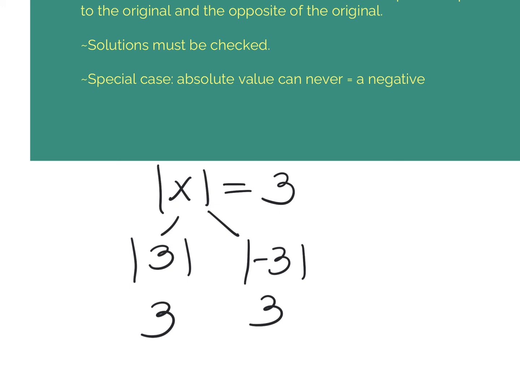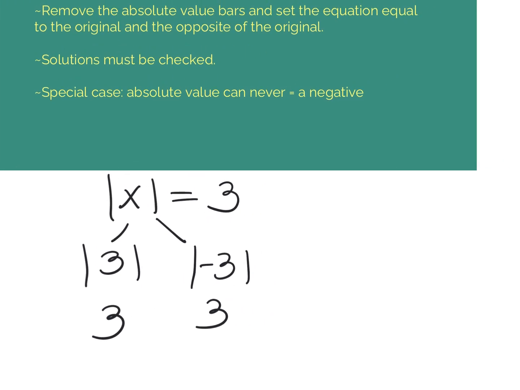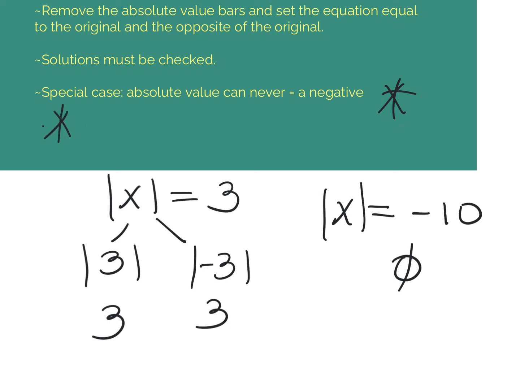This is why we're going to make our two problems. However, after you isolate the absolute value, if it ever equals a negative number, stop and say no solution. Because remember, you will never, ever have it equal a negative number. So don't try to make the two problems. So let's try some examples.